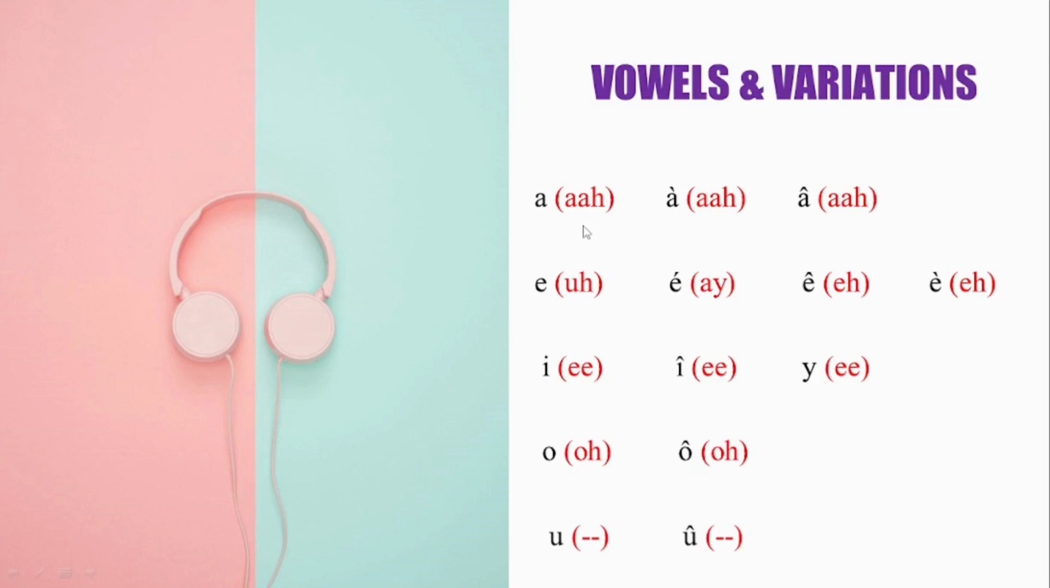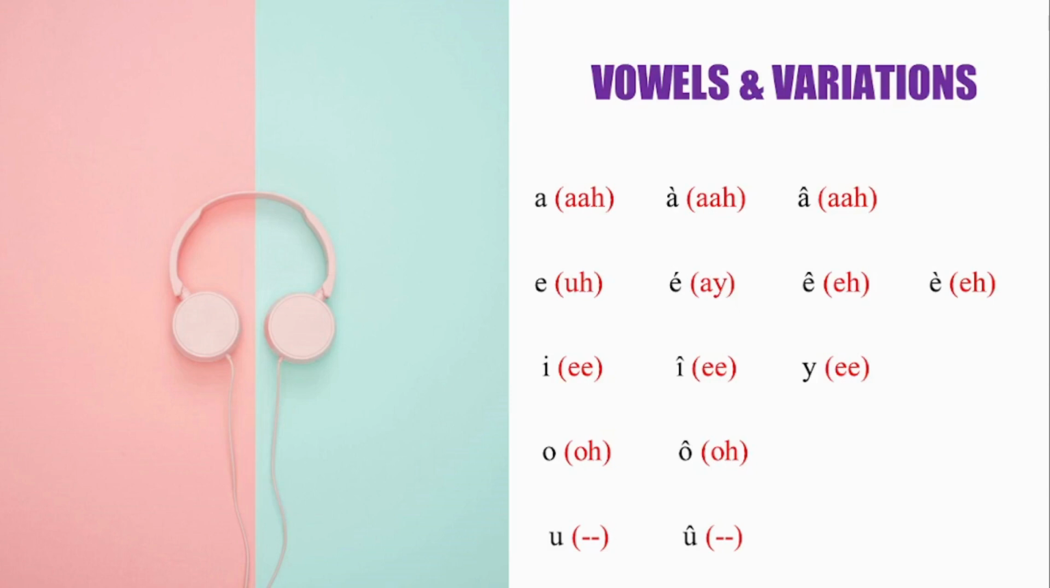All right, from the top we have A, A, A, right? E, E, E, E, I, I, I, O, O, U, U.